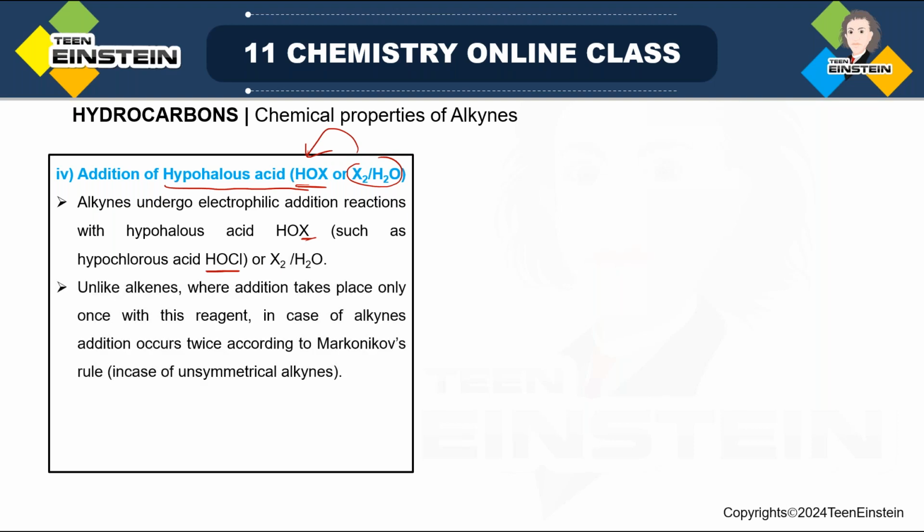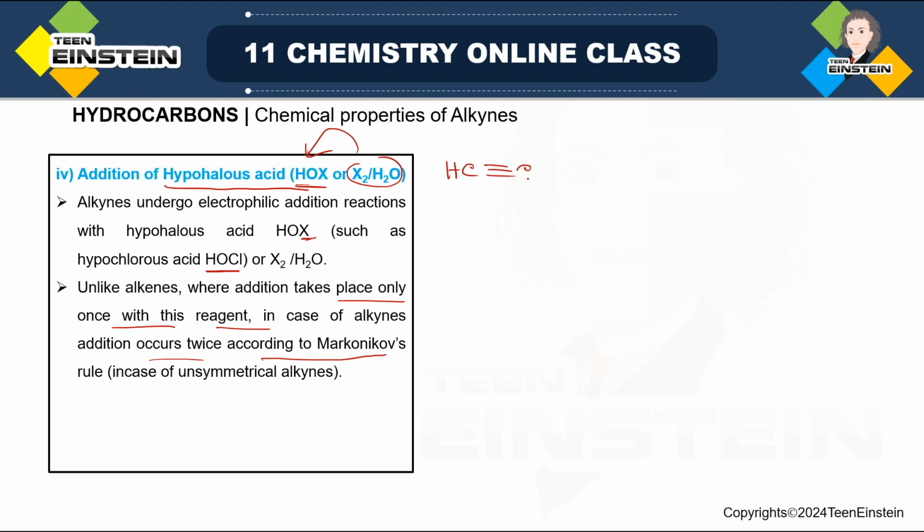So unlike alkene, where addition takes place only once with this reagent, remember in the previous case also what we have seen, two times reaction is happening. So here also, if you take alkene and you are doing the reaction with HOX, only one time will be the reaction. But in case of alkynes, addition occurs twice, and that is also according to Markovnikov rule. And the question of Markovnikov arises only when it is an unsymmetrical alkyne. Otherwise, the question does not arise.